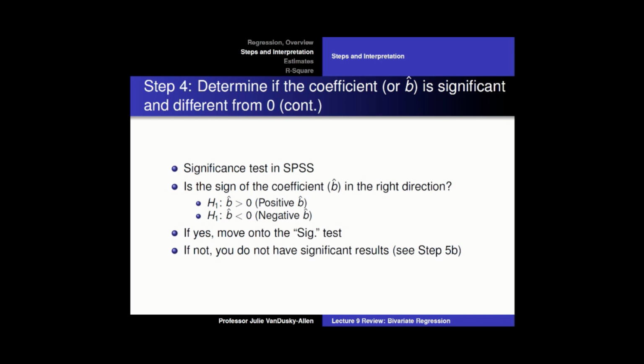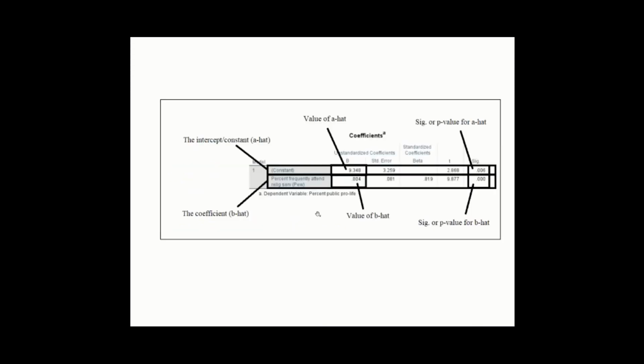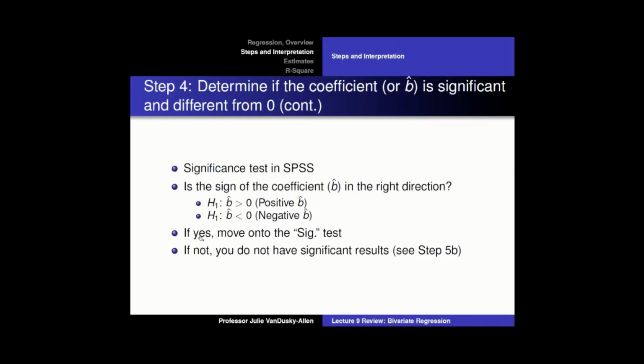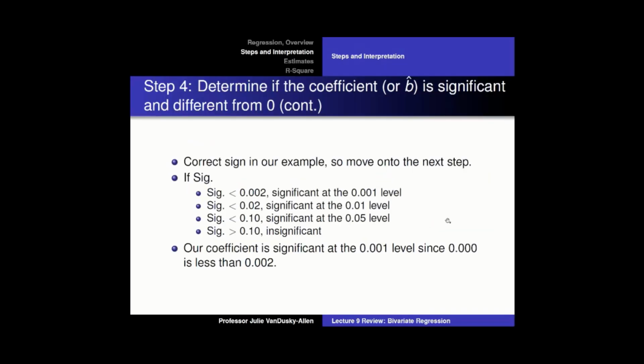So going back to our example, we expected there to be a positive relationship, and if we look at the coefficient here, this is a positive number, positive 0.804. So it's in the correct direction, so we should move to the sig test. And this is the sig test.